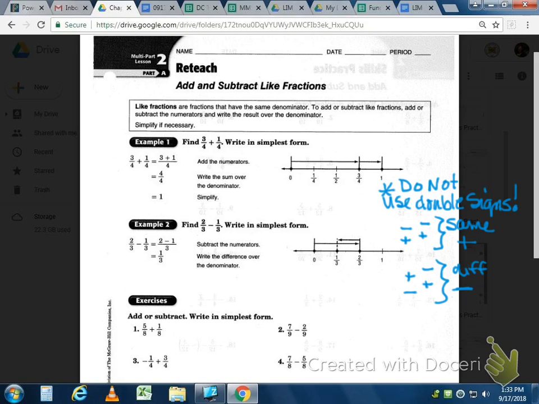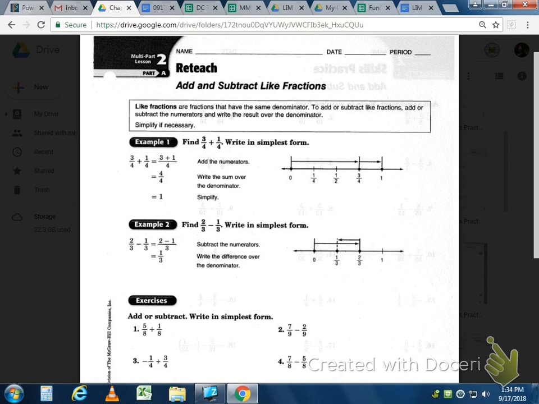Okay, questions about that? Now we're going to move on to looking at the odd examples that you should already have written down.